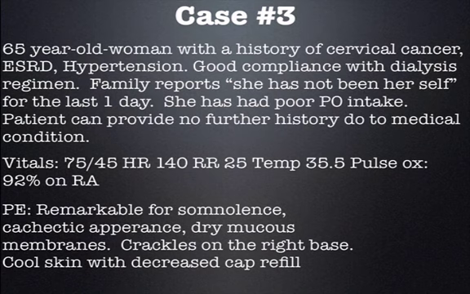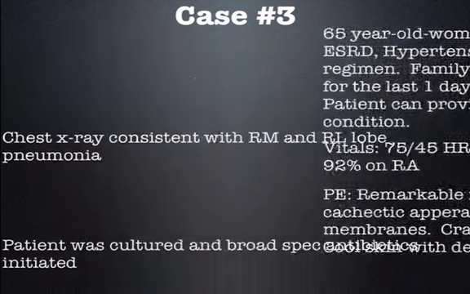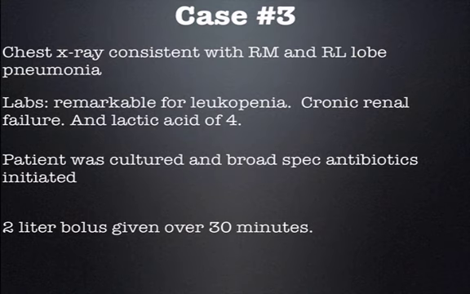Blood pressure is 75/45 with a heart rate of 140, respiratory rate 25, temperature is 35.5, and a pulse oximetry of 92% on room air. Physical exam is remarkable for somnolence, cachectic appearance, dry mucous membranes, crackles on the right base, cool skin with a decreased cap refill. Chest x-ray is consistent with right middle and right lower lobe pneumonia. Labs were remarkable for leukopenia, chronic renal failure, and a lactic acid of 4.